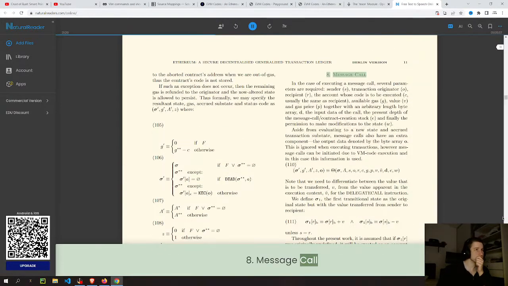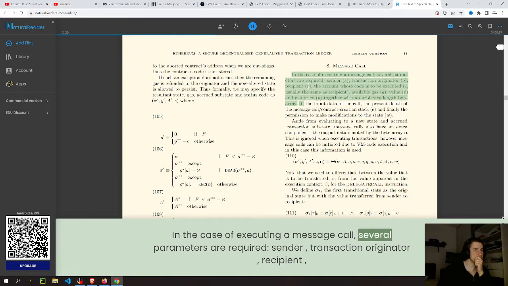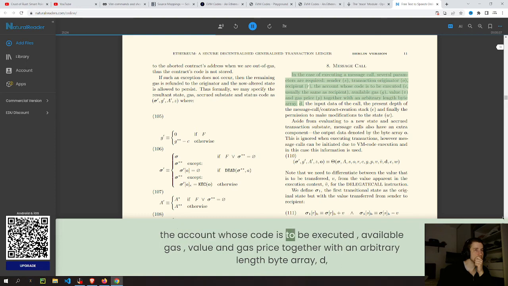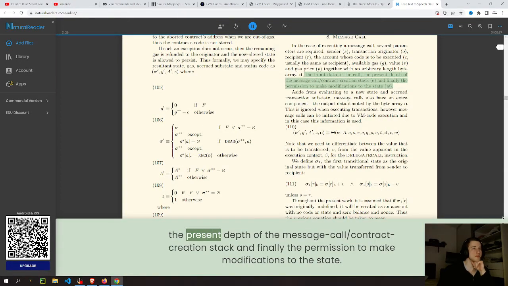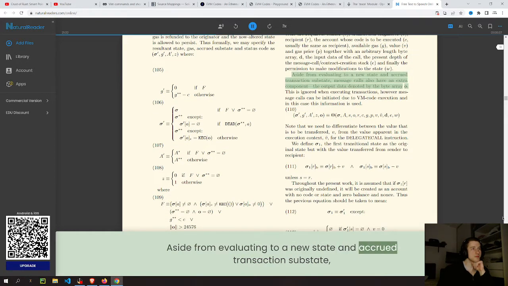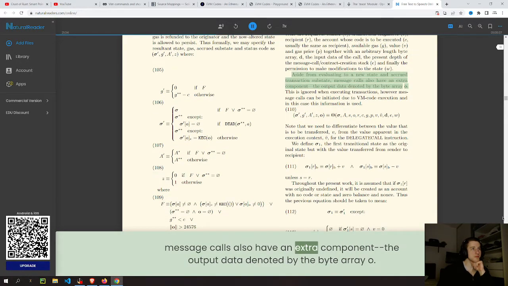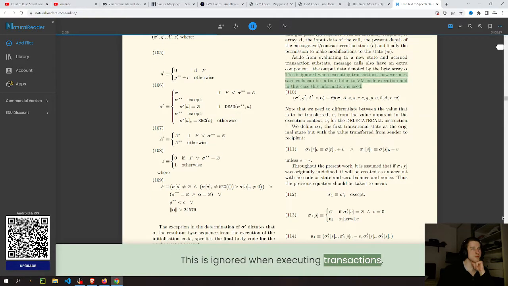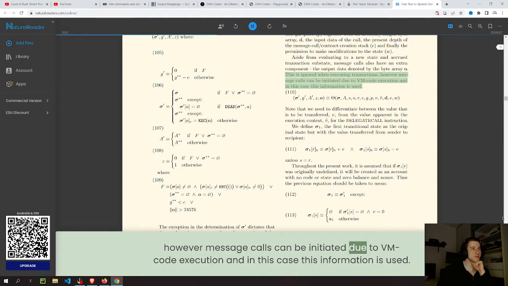8. Message call. In the case of executing a message call, several parameters are required: sender, transaction originator, recipient, the account whose code is to be executed, available gas, value and gas price together with an arbitrary length byte array, D, the input data of the call, the present depth of the message call / contract creation stack, and finally the permission to make modifications to the state. Aside from evaluating to a new state and accrued transaction substate, message calls also have an extra component, the output data denoted by the byte array O. This is ignored when executing transactions, however message calls can be initiated due to VM code execution, and in this case this information is used.